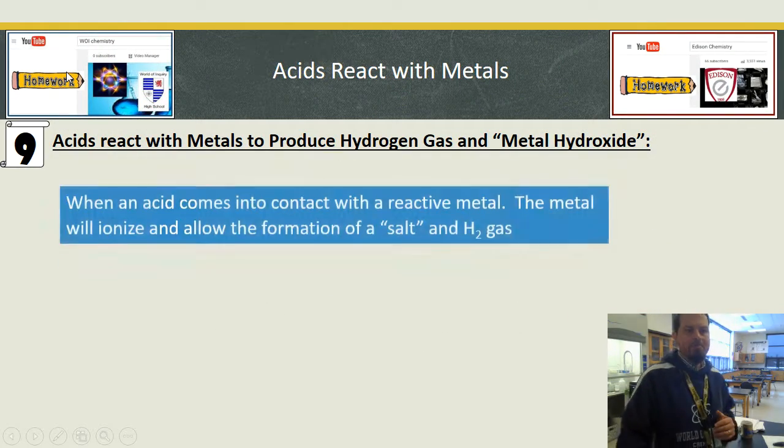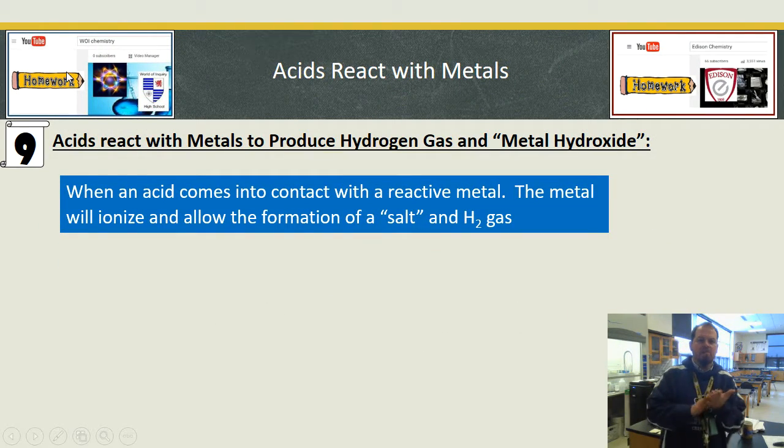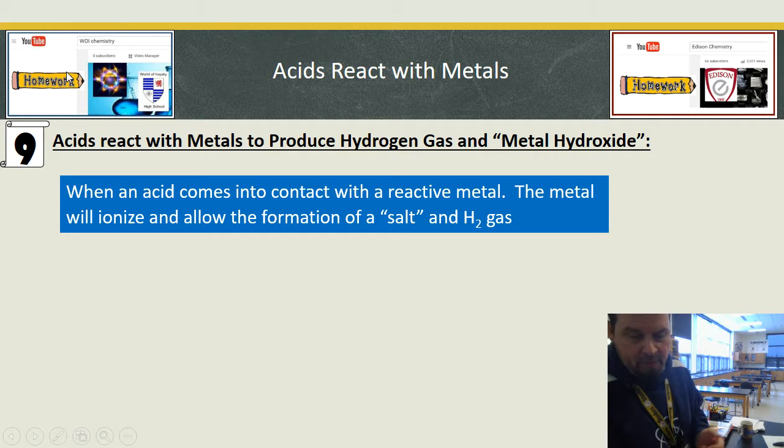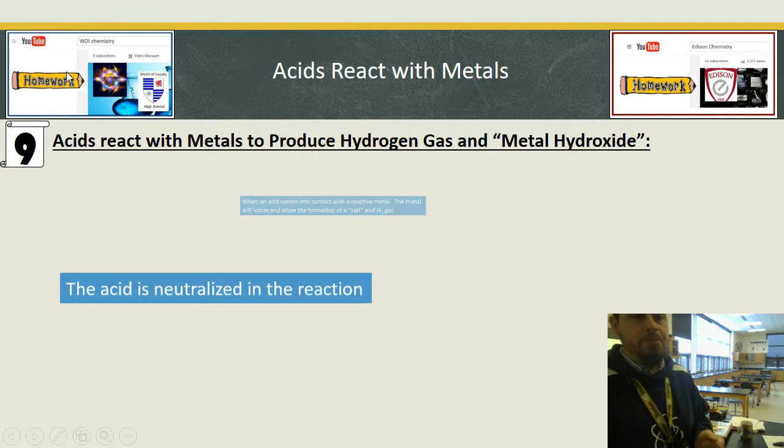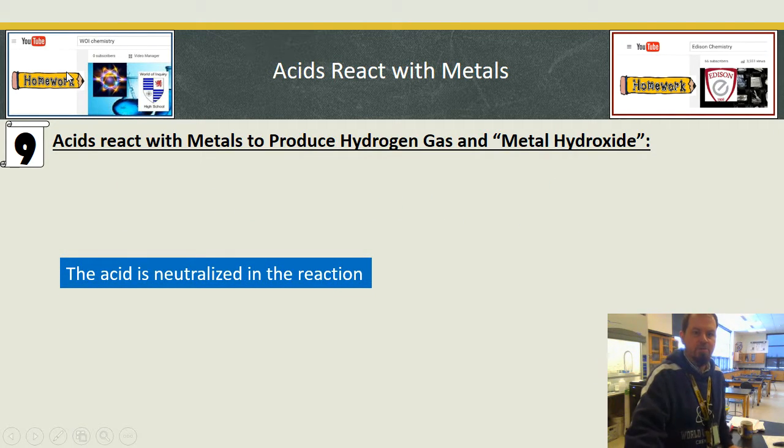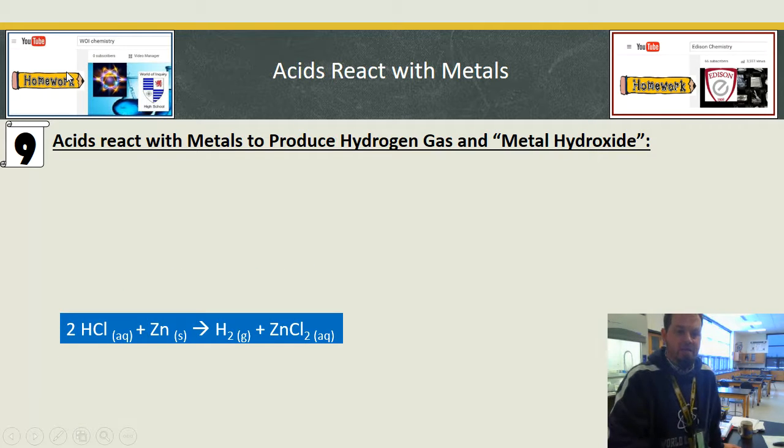Okay, so when an acid comes into contact with a reactive metal, it will react and form a salt and H2 gas. So one of the metal acid tests, is it an acid or not, is does it react with metal? And we're going to look at what that reaction looks like and how to read the chart. The acid is neutralized by the reaction, and here's an example. HCl plus zinc goes to H2 gas and zinc chloride.